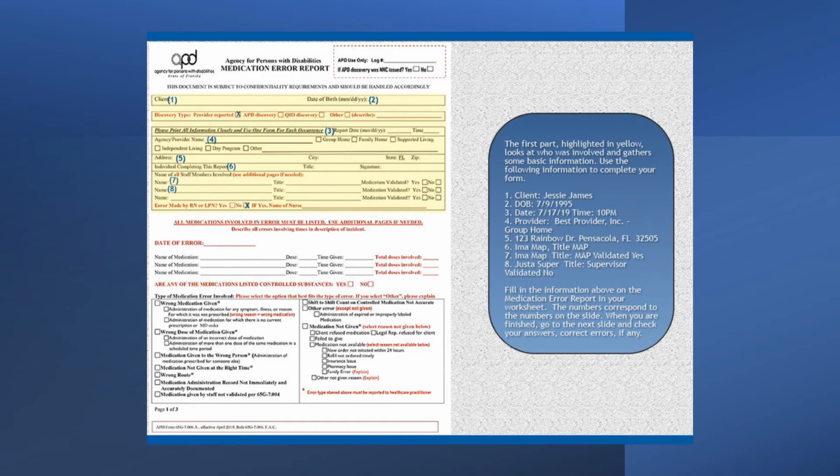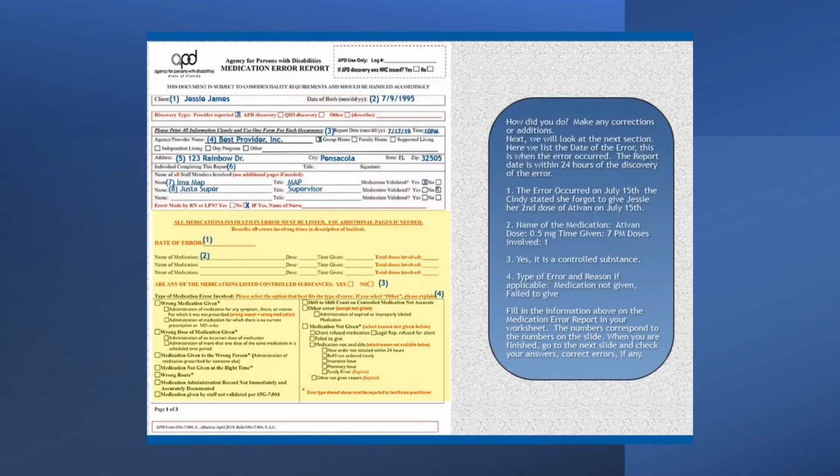Fill in the information above on the medication error report in your worksheet. The numbers correspond to the numbers on the slide. When you are finished, go to the next slide and check your answers. Correct any errors. How did you do? Make any corrections or additions. Now, let's look at the next section.